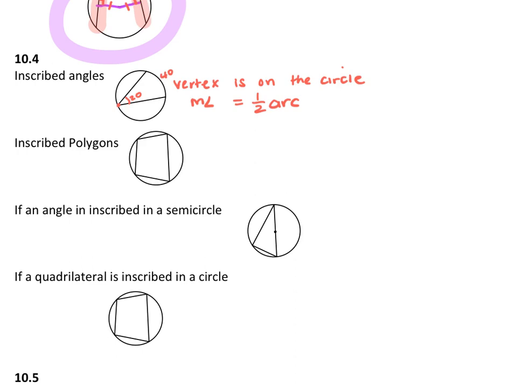We talked about an inscribed polygon. So in this diagram, this quadrilateral is inscribed in the circle. If an angle is inscribed in a semicircle, so here I've got my angle, and the end points of it cut into the two semicircles, which would be the diameter, then the angle is a right angle, because it would be half of that 180, that's the semicircle.